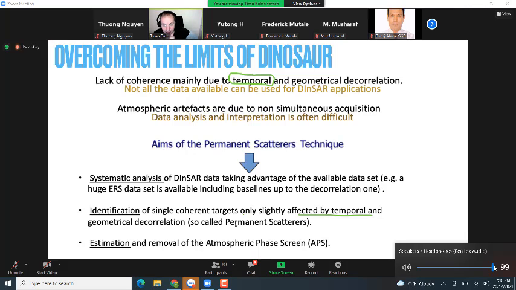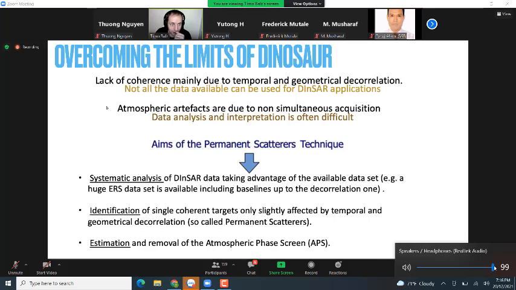Now in terms of atmosphere, we are removing the atmospheric phase. So we're estimating the atmospheric phase and removing that. So this problem we are actually solving, while the problem of temporal decorrelation we are not really solving, we are avoiding.